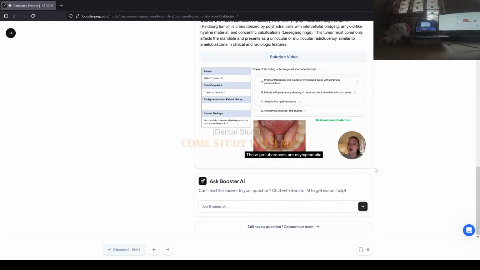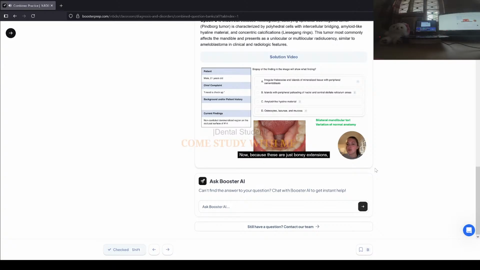These protuberances are asymptomatic unless secondarily traumatized, and no treatment is generally necessary because they are just a bony variation of normal anatomy. Surgical removal can be indicated if they are repeatedly exposed to trauma or if a mandibular removable prosthesis needs to be fabricated, but these are just normal anatomy. They don't require any treatment. In fact, I have bilateral mandibular tori, and they don't require any treatment or cause any symptoms.